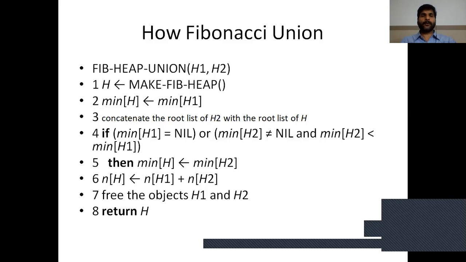How does Fibonacci heap union work? The Fibonacci heap union of H1, H2 makes a new Fibonacci heap H. So min H1 is inserted into min H. Concatenate the root list of H2 with the root list of H. If min H equals nil, or min H is not equal to nil and min H is less than or equal to min H1, then min H2 will be placed in min H. The value of n H will be n H1 plus n H2. Free objects H1, H2 and return H.